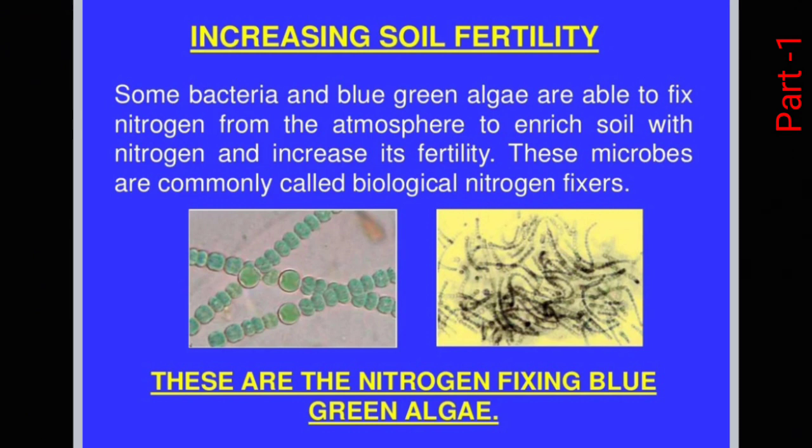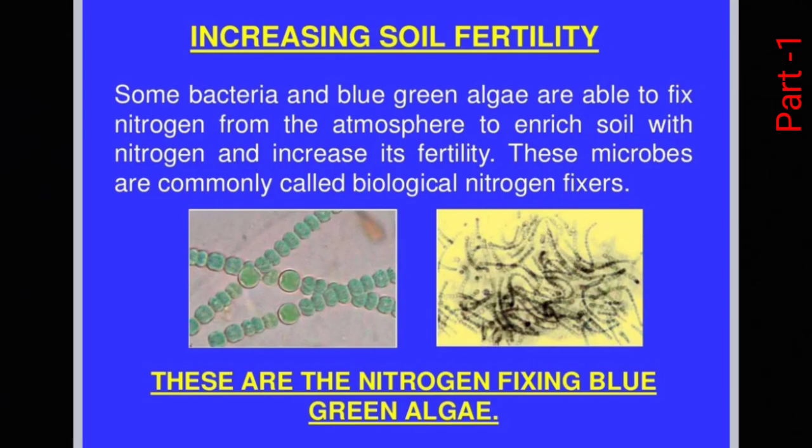You can see the different organisms such as bacteria and blue-green algae, which are the nitrogen fixers. These are the structures which appear under a microscope, because you can't see them with the naked eye.